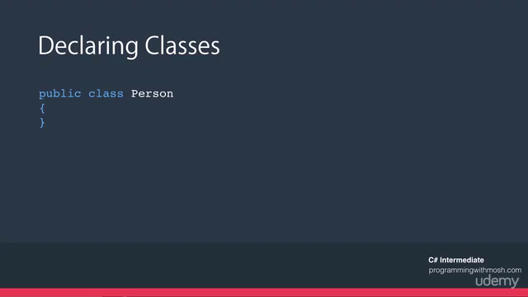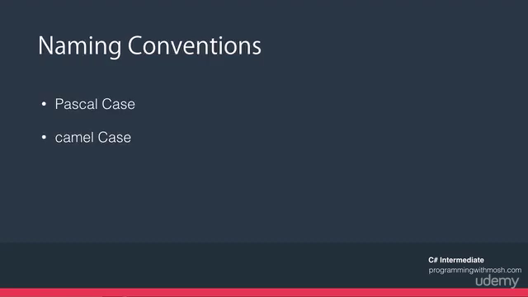Each class should have a name or an identifier, like Person. In terms of naming convention, in C# we use Pascal case to name our classes. What is Pascal case? In Pascal case, the first letter of every word should be uppercase. We also have camel case, in which the first letter of the first word should be lowercase, but the first letter of every word after that should be uppercase. In C#, we use camel case when naming parameters of methods, as you will see later in the section.